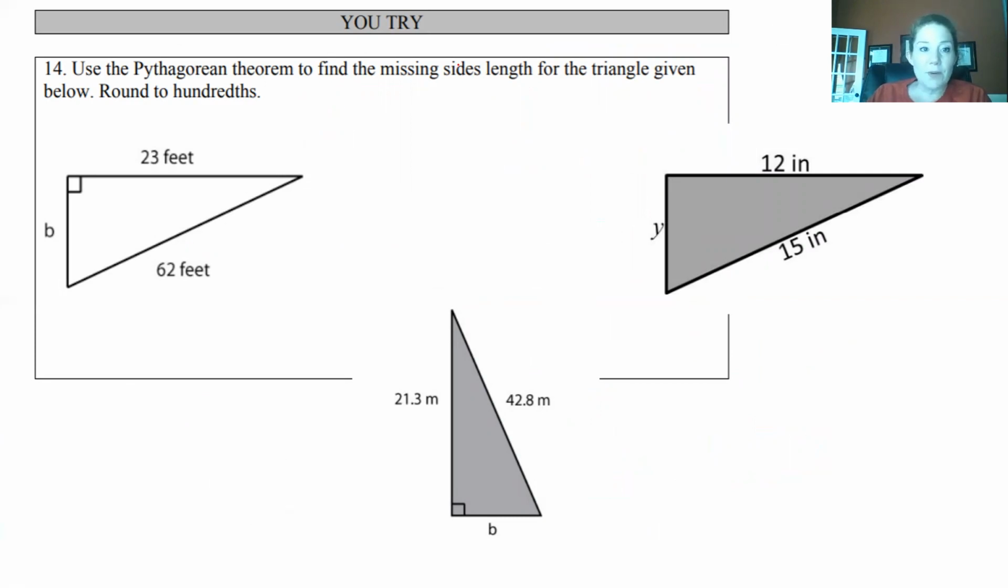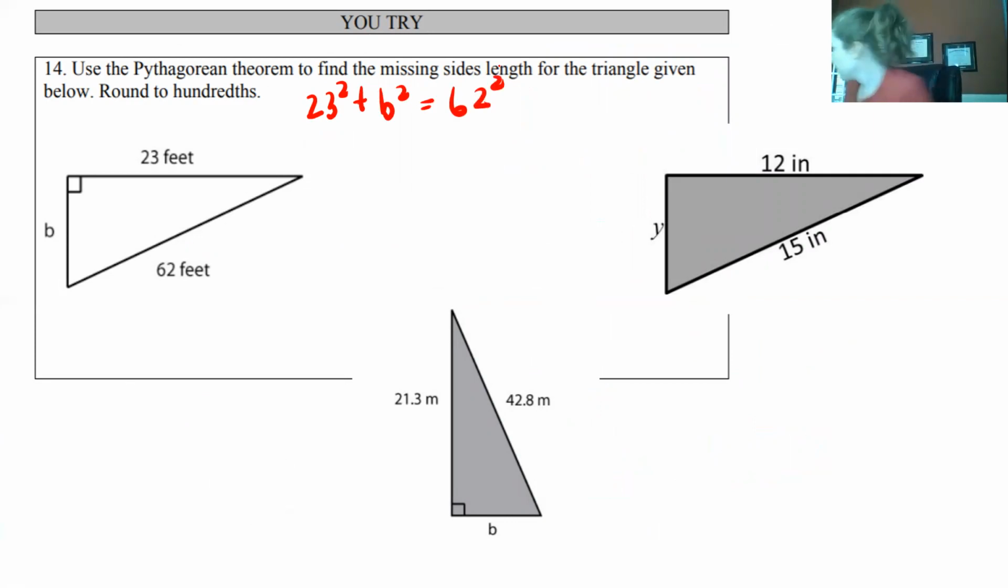All right, so number 14, we're going to use 23 squared plus B squared equals 62 squared. I'm going to turn my light on. My calculator is getting hard to see.